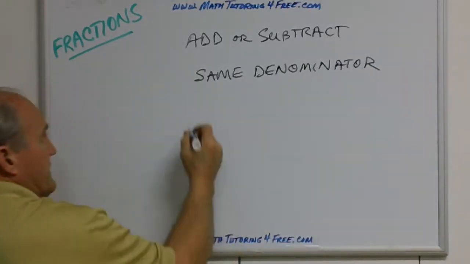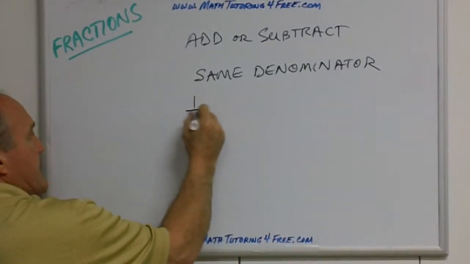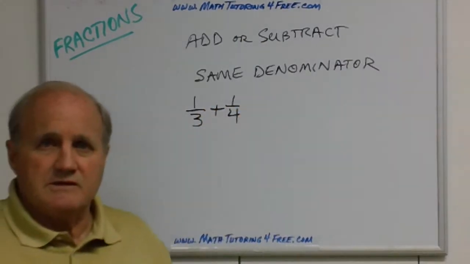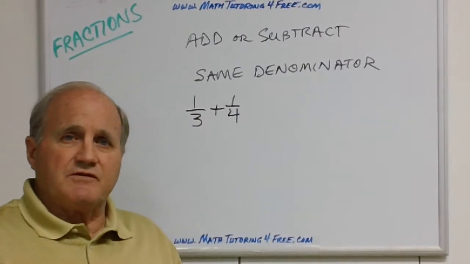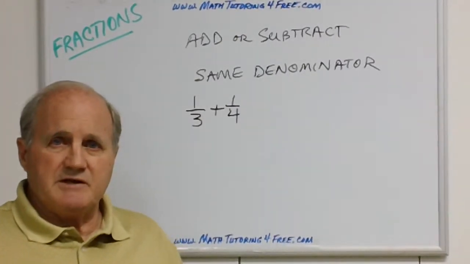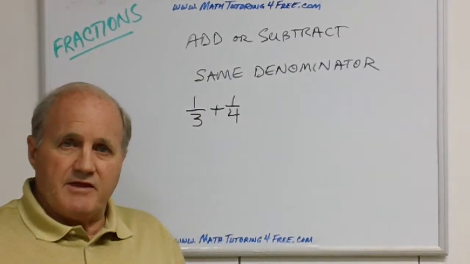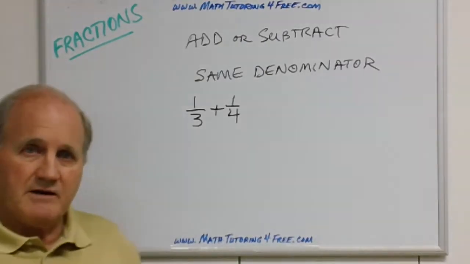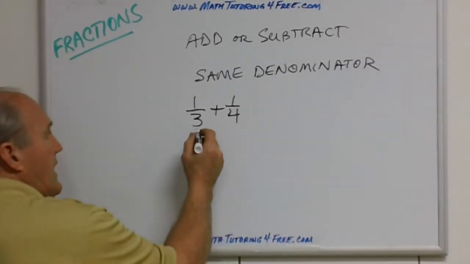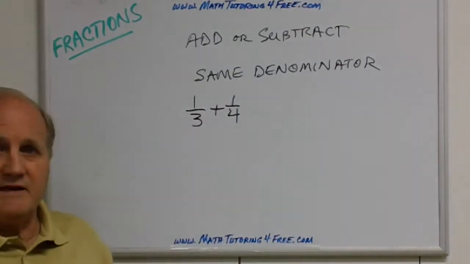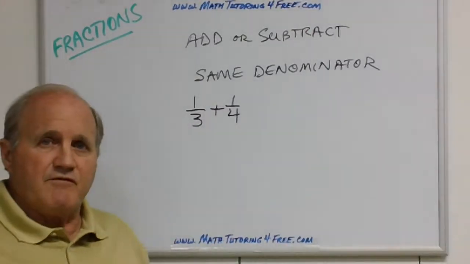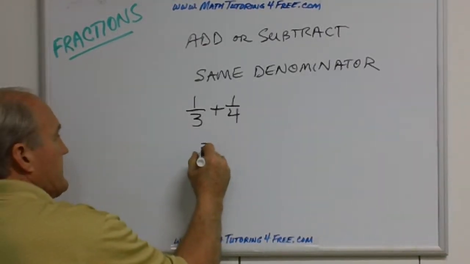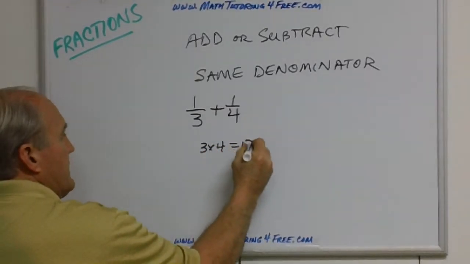In other words, if our job is to add 1/3 to 1/4, we can't add those as they are. What we have to do is convert each of them to a common denominator, and then we can just add the numerators, and that becomes our sum. How do we determine a good denominator? What will 3 and 4 both go into? The simple thing to do is just multiply 3 times 4, and that's 12.